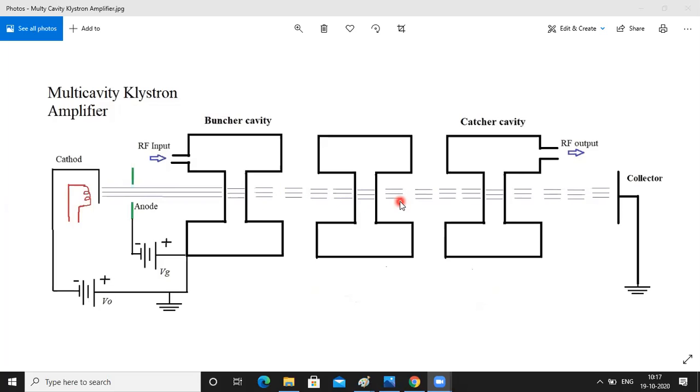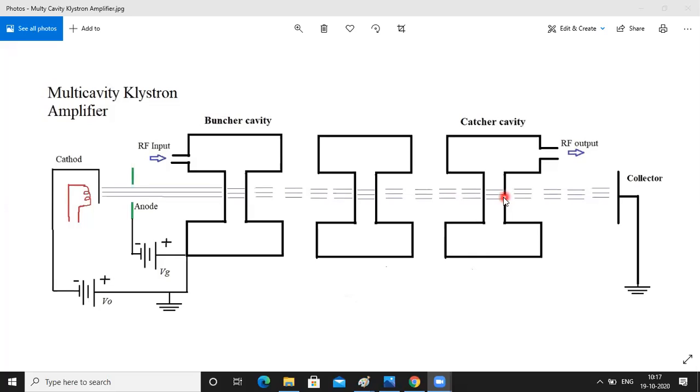As a result, the bunched electrons deliver energy to the output cavity, which we can also call the catcher cavity, in the form of kinetic energy. How do they deliver energy? This entire path is a vacuum tube. The electrons are traveling in a vacuum tube. There is no conductor, nothing is there. It is a vacuum tube.